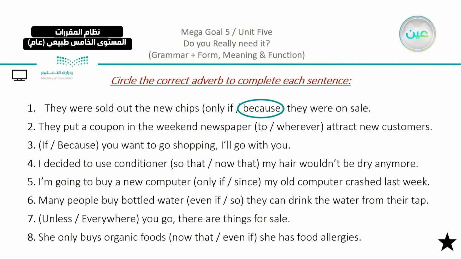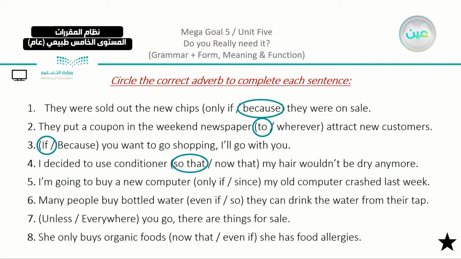They put a coupon in the weekend newspaper to attract new customers. So there's an aim of putting coupons in the newspaper, which means to attract. "If or because you want to go shopping, I'll go with you." So I'll go with you if you want to go shopping. "I decided to use conditioner so that, or now that my hair wouldn't be dry anymore." We have here an aim. Why am I using conditioner? So that my hair wouldn't be dry.